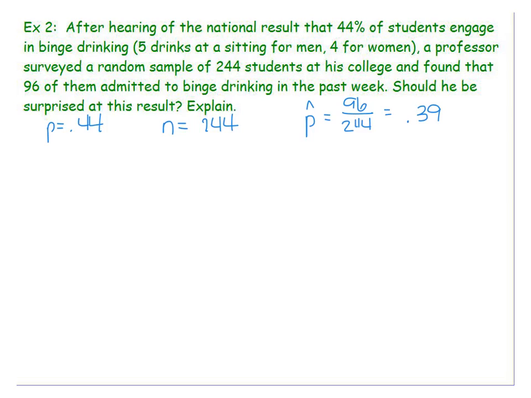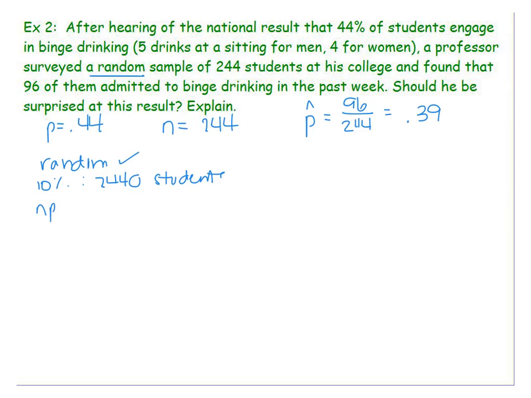So now that we've listed all of our important data, let's go through our conditions. So random. Well, this one's easy because notice right here it says he surveyed a random sample. Done. It says so, don't even gotta talk about it. 10% condition. So how many are in his sample? 244. I told you guys tack on a 0. Is there at least, you think, 2,440 students at the college? I would say it's safe to assume that most colleges have 2,440 students at them.